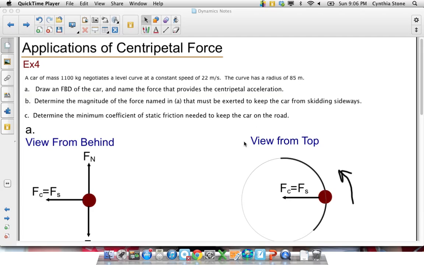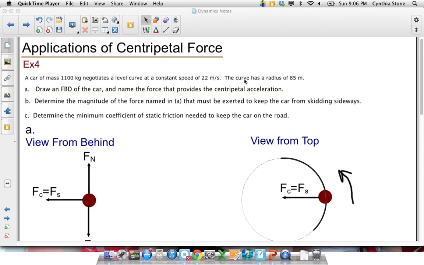So, applications of centripetal force. I left this last example as a lead-in to the banked curve. This question is talking about specifically a level curve. It just means you've got a highway curve, and actually this rarely happens, that you have a highway curve that doesn't have a little bit of banking to it. But imagine that you did, completely level, no banking, and say it's got a speed of 22 meters per second. What's that? 22 times 4, about 80 kilometers per hour, okay?